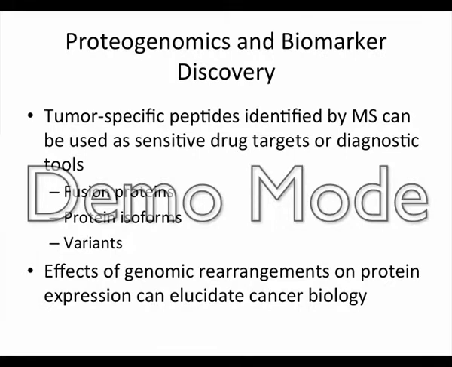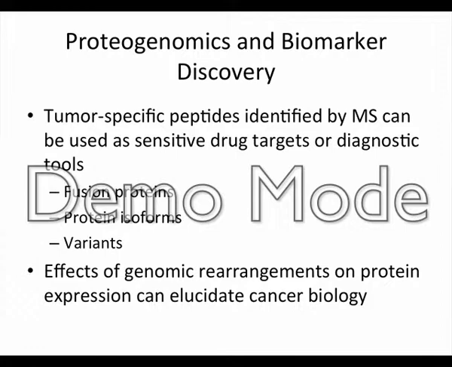So if you think about it, the tumor-specific peptides that we identify could be used as drug targets, because if it's truly only in the cancer, that would be wonderful. If we could find a bunch of proteins that were only expressed in a tumor, that would be a wonderful drug target. So things like fusion proteins that don't exist normally, novel protein isoforms, or specific variants that are occurring.